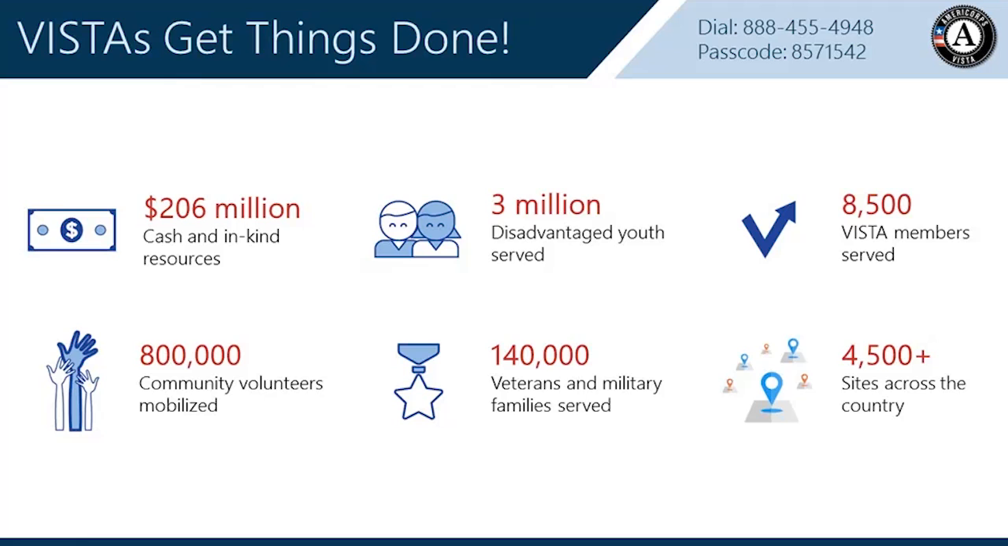Programs supported by VISTA members served 140,000 veterans and military families. And in a single year, about 8,500 VISTA members built the capacity of more than 4,500 nonprofits and public agencies, about 70% of them doing so in their hometown. Since 1965, more than 220,000 VISTA members have served. So these are just some of the incredible impacts VISTA members like you made, are making, and will make in the coming year.